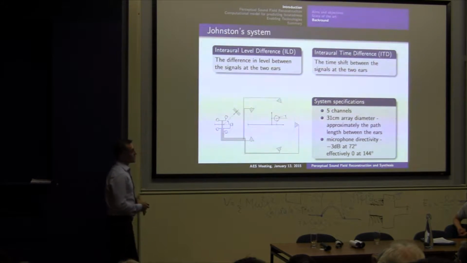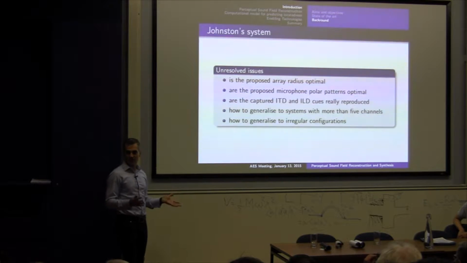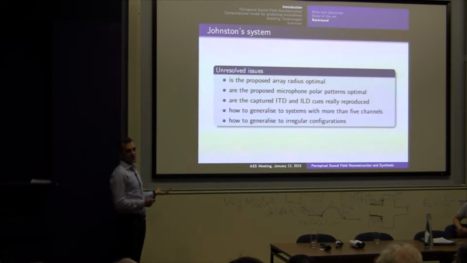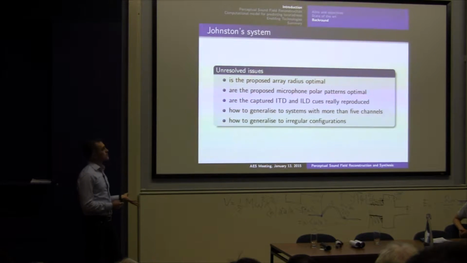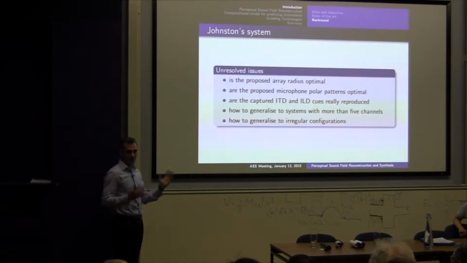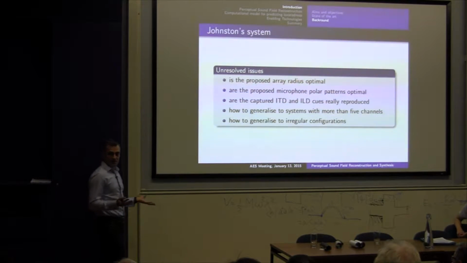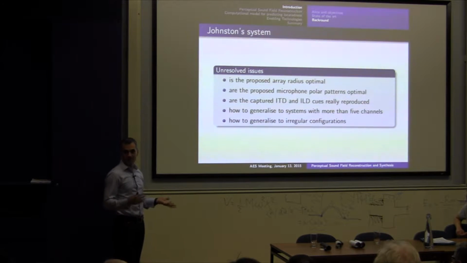Now you might be asking, this sounds reasonable, but is it really so? You might have lots of questions after I presented this, and so we did. One of the first questions was, is the proposed array radius really optimal? Can we do better? And why is it that we need to have this radius, which is exactly the distance the sound travels around the human head? Are those polar patterns of microphones really optimal, or can we design them to be better and have a better system?